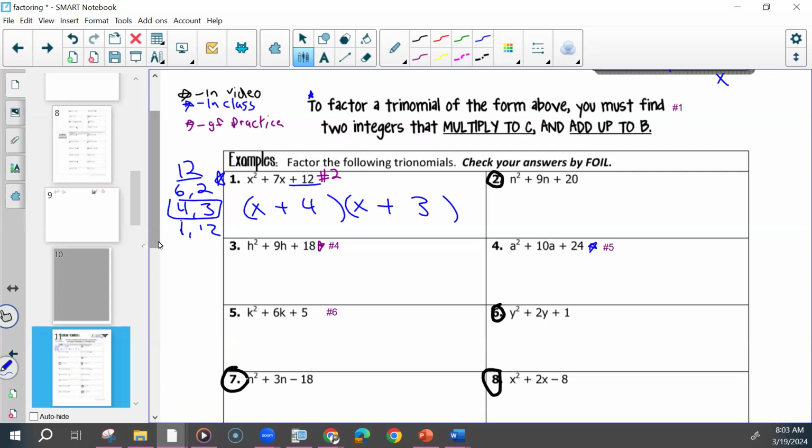If I were to multiply this back out, x times x is x squared, 3x, 4x, 12, and if I add 4x and 3x, I get 7. So that would work. Use the distributive box method, FOIL method to check yourself. What questions do we have so far?